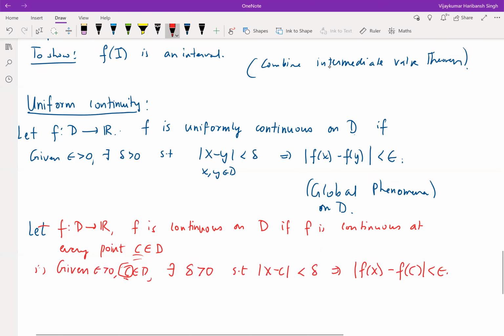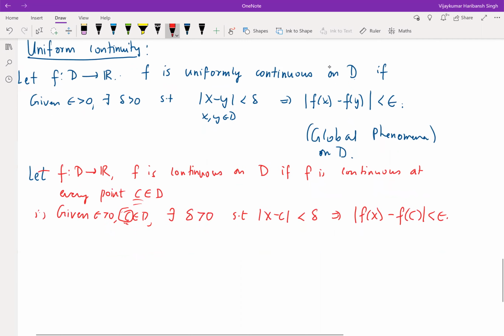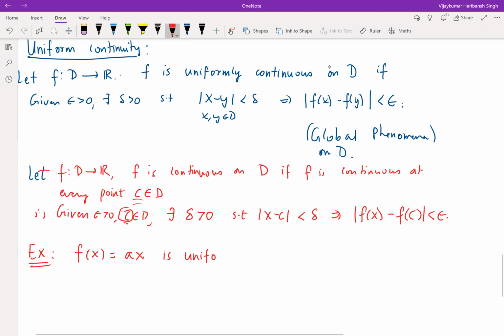So let's do some problems so that things become clearer. First of all, example 1 is an example of a uniformly continuous function. So let's say f(x) equals ax is uniformly continuous on R. So how would we go about it?